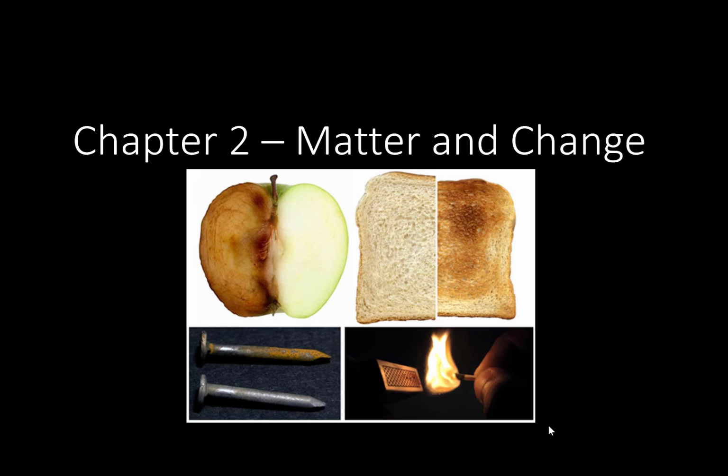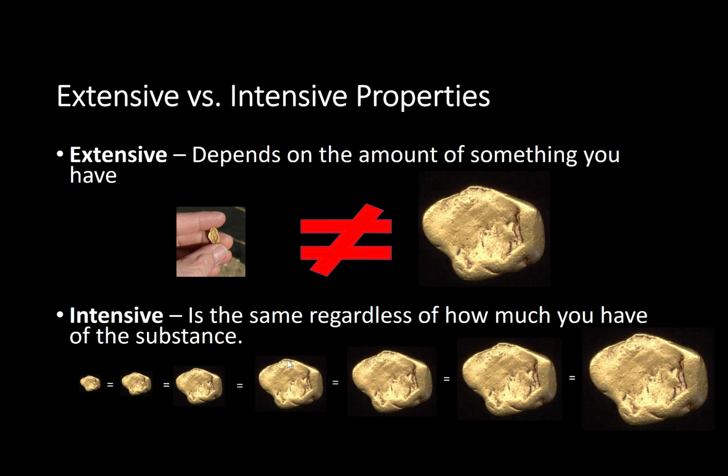Incidentally, this chapter is about matter and change. And as you can see in this first picture, all of these changes just happen to be chemical changes. We'll talk about how to tell the difference between a chemical change and a physical change a little bit later on. First of all, as we get into these concepts, we're going to have a few terms that we use as we go along.